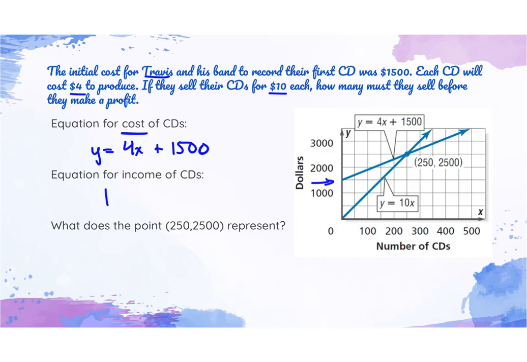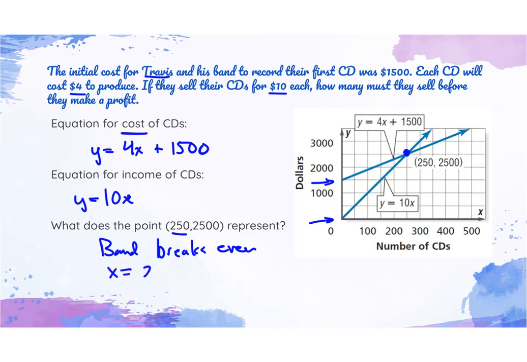So their income from CDs is just $10 per CD. If they sell 0 CDs, they make 0 money. So that's this line right here. The 250 and $2,500, that is where they cross, okay? And that is the point where the band breaks even. That is where they have sold enough CDs to start making money. Every CD after the 250th is going to be profit for them.